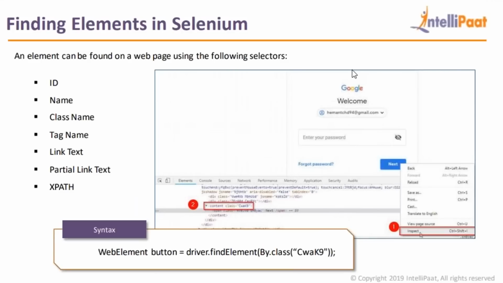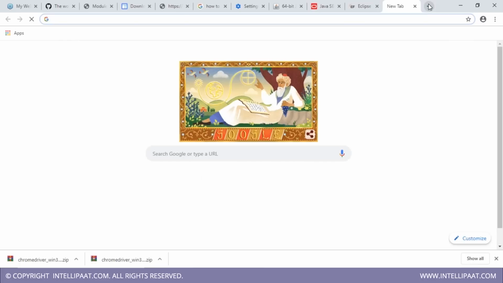Okay. Next step would be, guys, to understand how we can find elements on our web page. The elements can be found using the following properties. You can find an element by its ID on a web page. You can find an element by its name, the class name, the tag name, the link text, the partial link text, and then the XPath. Okay. Now, what do I mean by all these?